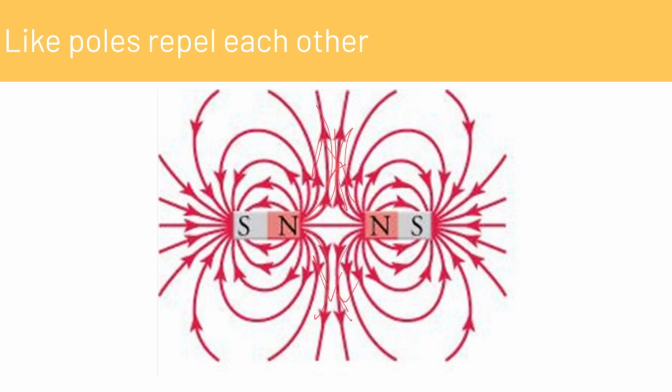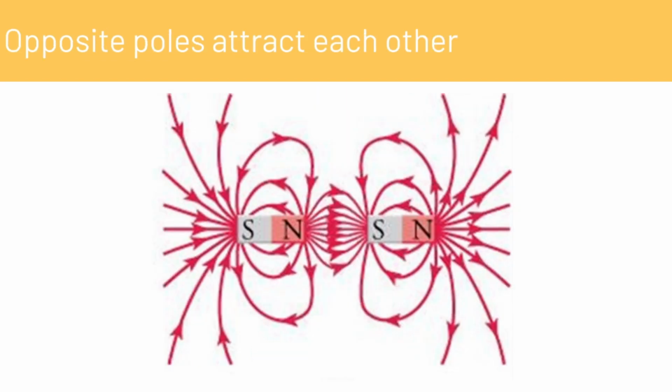Electricity and magnetism are two sides of the same coin, which is why they look so similar to each other. And here we have opposite poles attracting each other. A north pole and a south pole are facing each other, so these two magnets are going to pull towards each other.